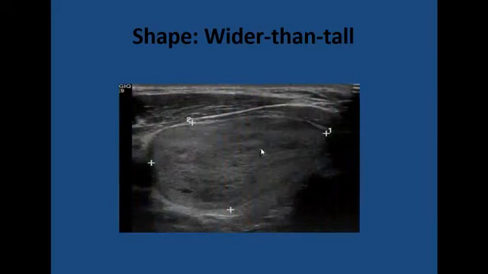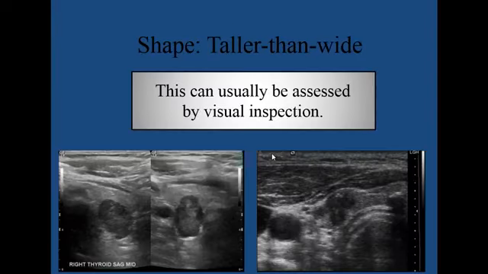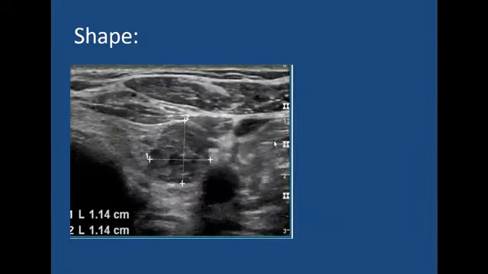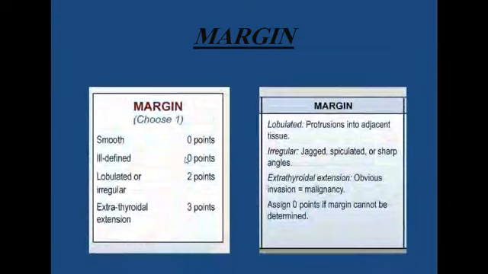So when the nodule is wider than taller, I will give it 0 points, and when it is taller than wider, I will give it 3 points. And the question will be, when I have a nodule with the AP diameter equal to the width, what points should I give? Like here I have the AP diameter almost 1.14, and the width 1.14. So in this case, I'm going to say this nodule is not taller than wider, and I will give it 0 points. So the fourth category that we have is the margin.